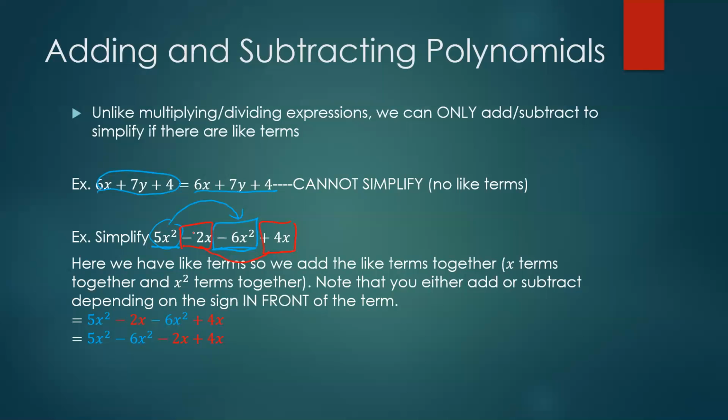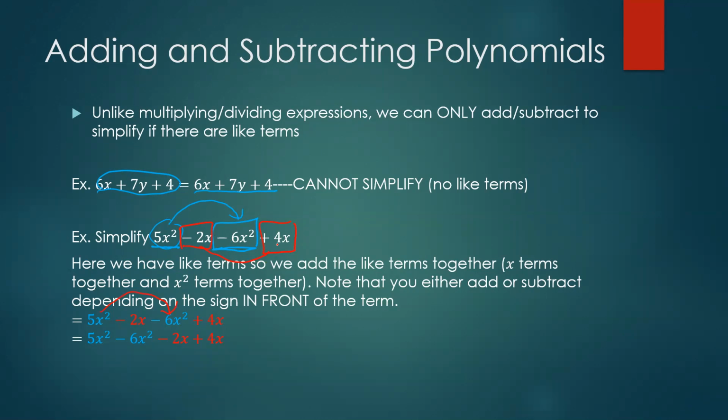So I have 5x squared, and I'm going to subtract off the 6x squared there. I'm going to simply write them next to each other. So I have 5x squared minus 6x squared. And then, of course, for my next step, I'm going to take negative 2x, and I'm going to add on the 4x. Sorry, 4x, not 4x squared.